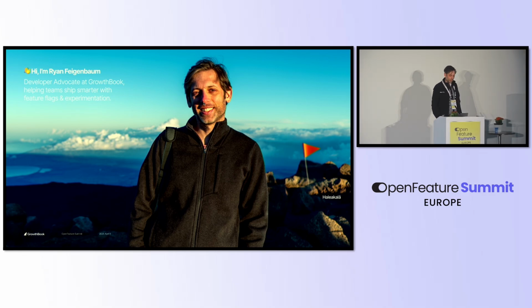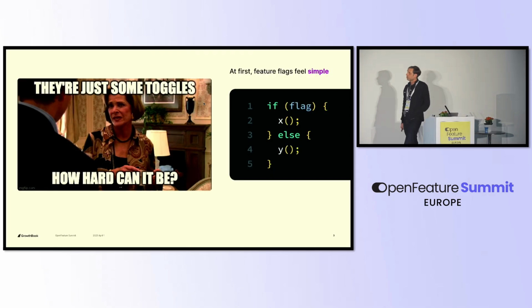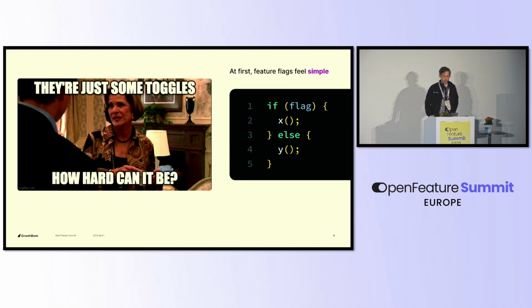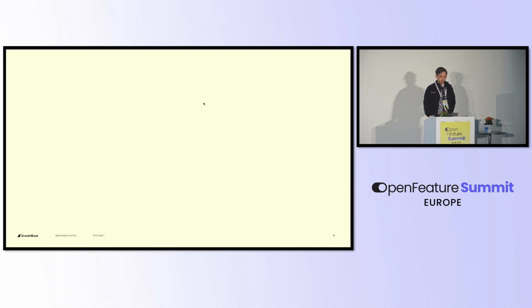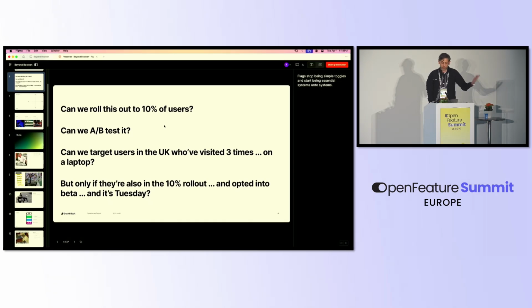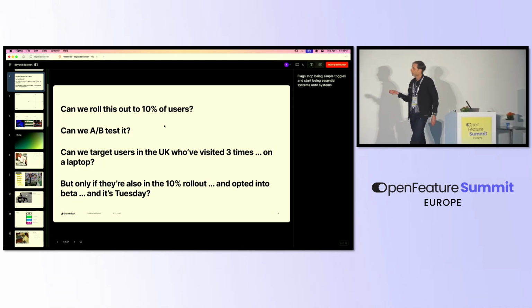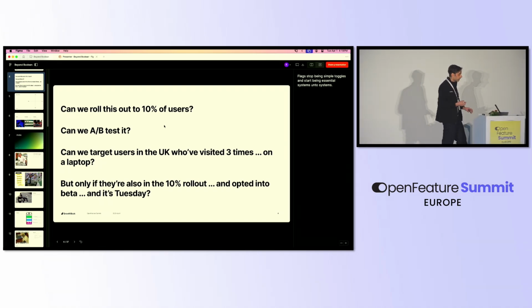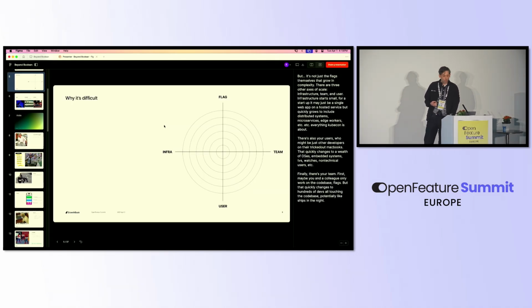When we start feature flagging, it seems pretty simple. If a flag is true, do something. If it's false, don't do the other thing. But then, as we've heard already today, someone asks, all right, do it like this. Can we roll this out to 10% of users? Can we A/B test it? Can we target users in the UK who visited 3 times on a laptop, but only if there's a 10% rollout and they opted into beta and it's Tuesday? So the flag complexity gets very difficult very quickly, but there are other parts that make this difficult.